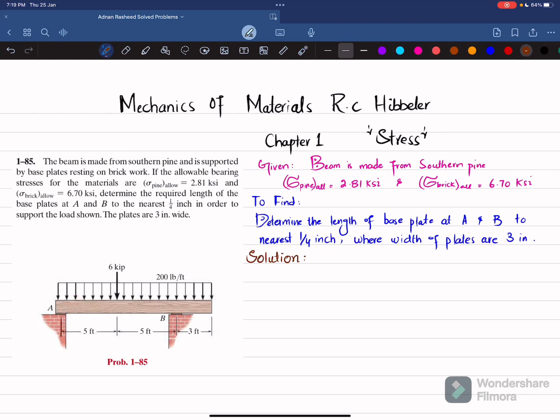The first step is that if you remove this support at the brick, there will be a reaction force. Let this reaction force be RA, and if you remove the brick at the other end, there will be a reaction force offered by the brick on this beam or base plate, which will be RB. Now, 6 kip is equal to 6,000 pounds.